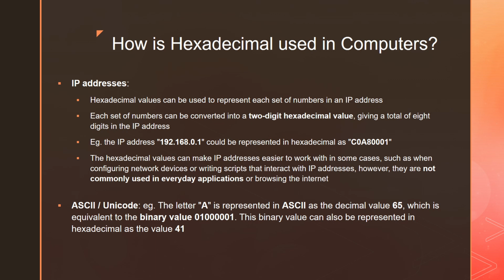And we can use hexadecimal digits to represent ASCII and Unicode. I hope you know ASCII. ASCII stands for American Standard Code for Information Interchange, and it is used to represent letters, where every letter has a specific ASCII number. So letter A is represented in ASCII as the decimal value 65, which is equivalent to the binary 01000001. This binary value can also be represented in hexadecimal as 41. So it's difficult to remember the binary of A, but it's easy to remember the hex of A, that's 41.